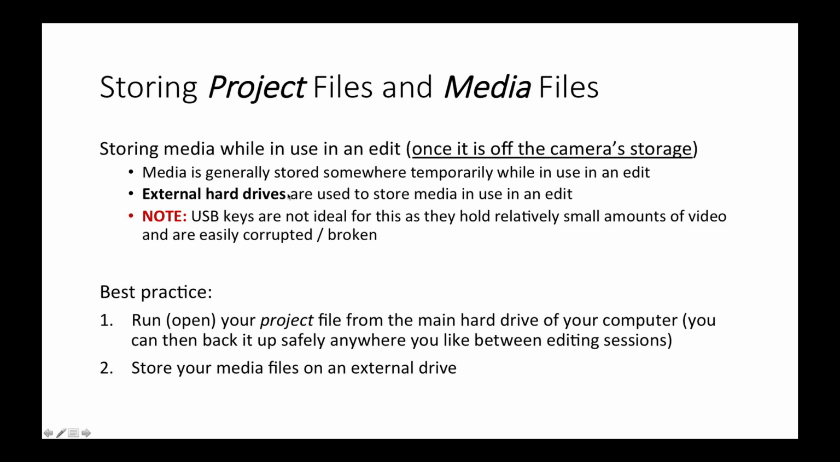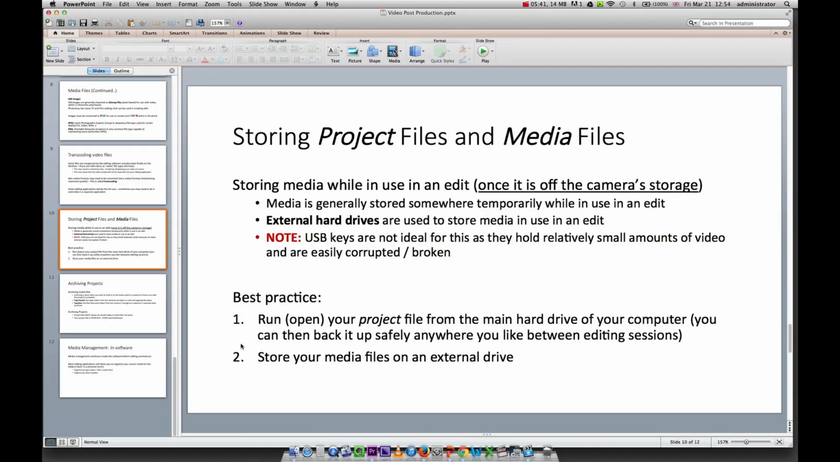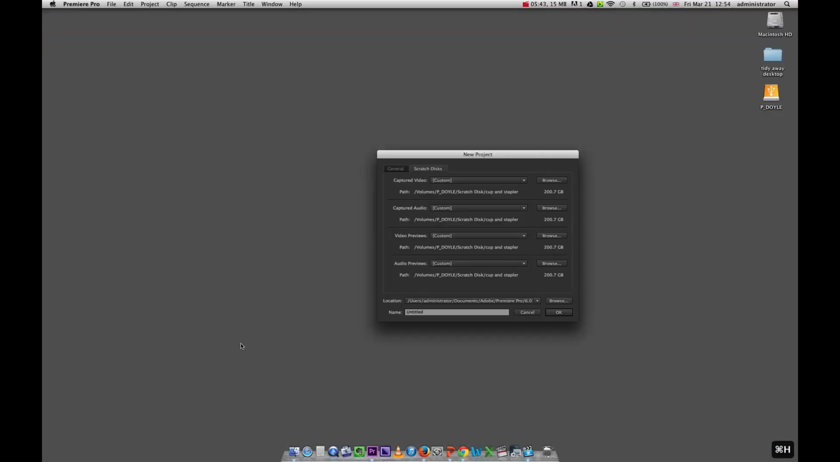Okay. Now, what you should do is save all of your video footage that you're going to bring into your edit on an external drive, separate to your main hard drive on your computer, because you want to run and save your project file, which is the Premiere project file, onto the fastest drive, which is your local hard drive. Okay, just hide that. So captured video, if I were working from tape, I would set that to somewhere on my external drive, which I can see here.